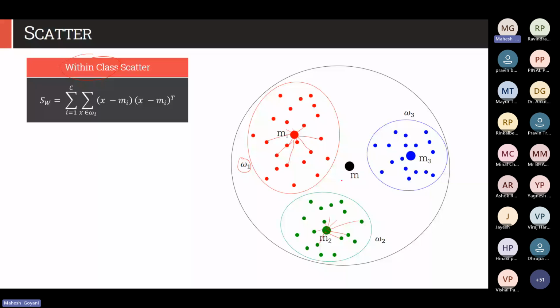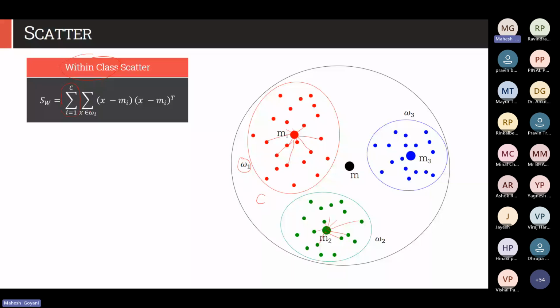And similarly, I will repeat it for this one. So assume that I'm having a C number of classes. So what I'm doing is I will sum up the variance of all three classes. So i is equal to 1 to C. That is, this loop will iterate 3 times because C is 3 right now. I have 3 classes.